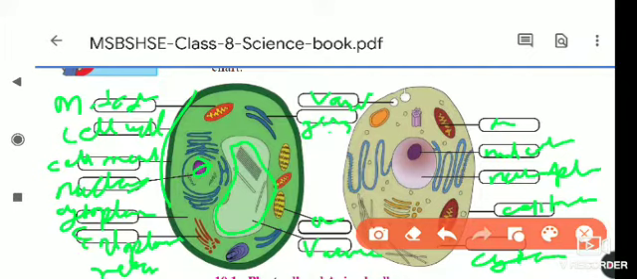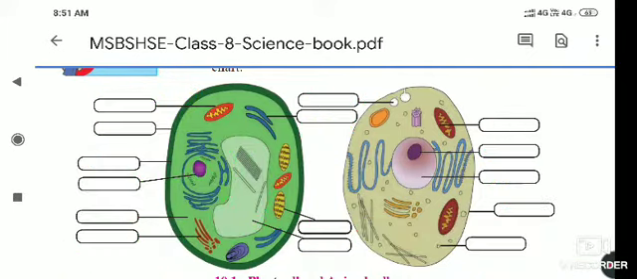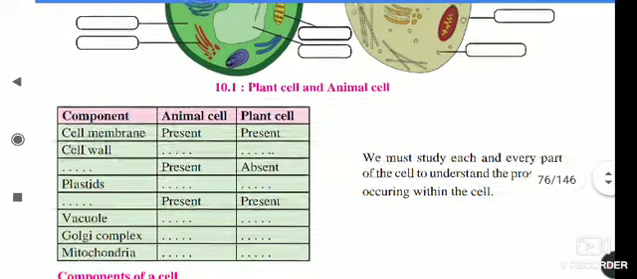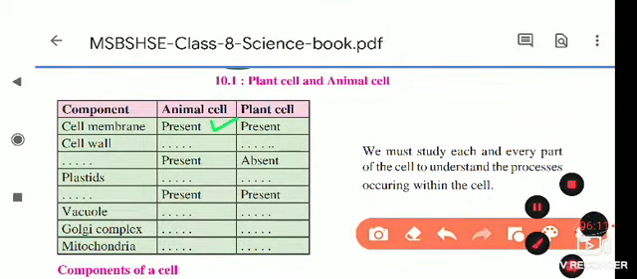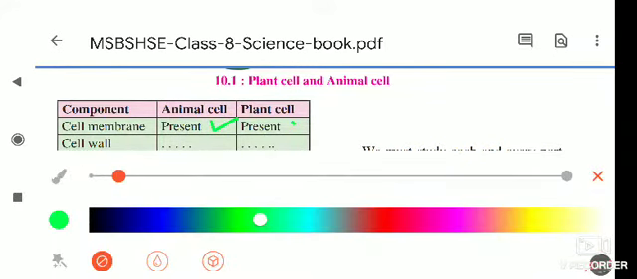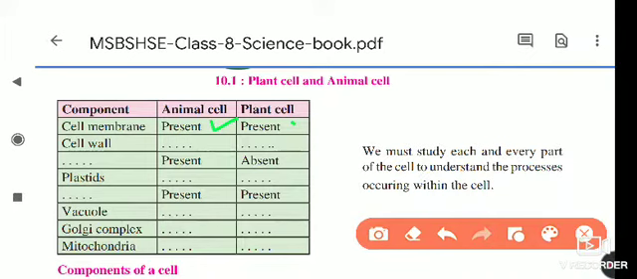So you have to practice the cell. Okay, and in last year's book also the cell structure is there. Now here is one chart, in which we have to note down which things are present and which things are absent. So first of all, cell membrane. Cell membrane is present in both plant cell and animal cell.